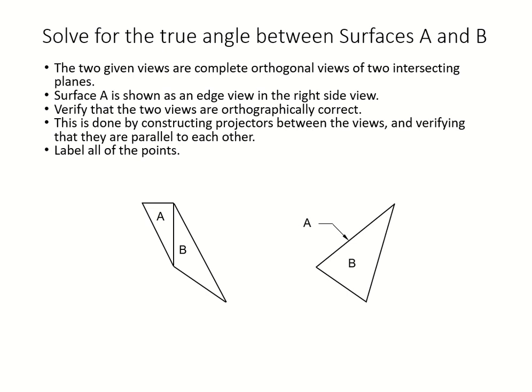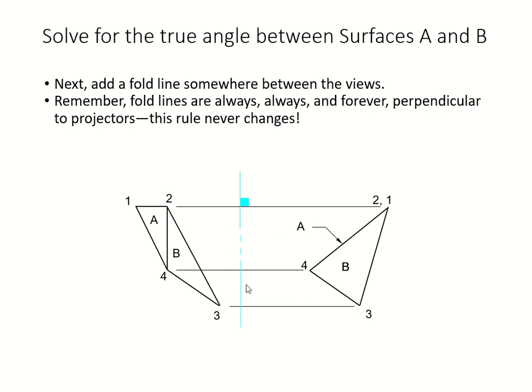Then we will get into the projectors and the points. Start with our projector, point to point: 1, 2 on the same line. On the right side view is a point. Your 4 is here, your 3 is here, and these are our projectors. They're just a line connecting the corresponding points. We throw our fold line somewhere between the two views. That routine doesn't change: the fold line is always perpendicular to the projectors.